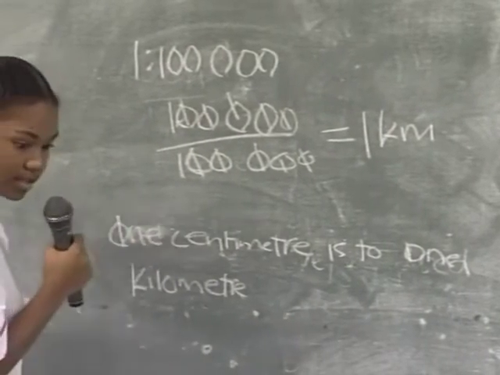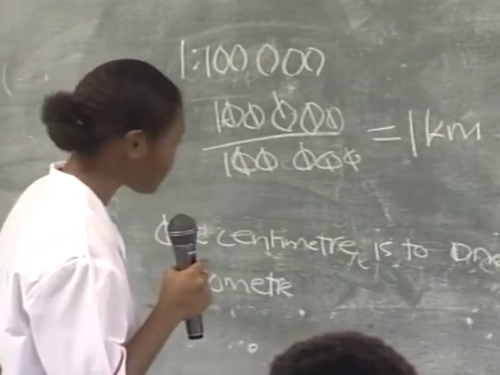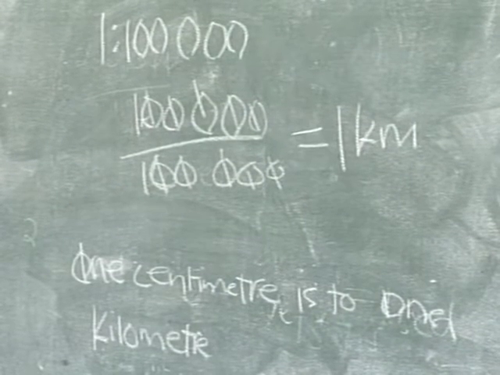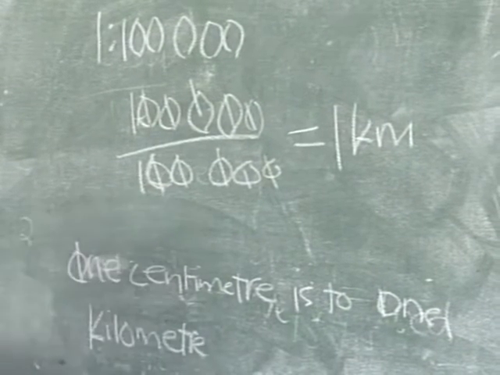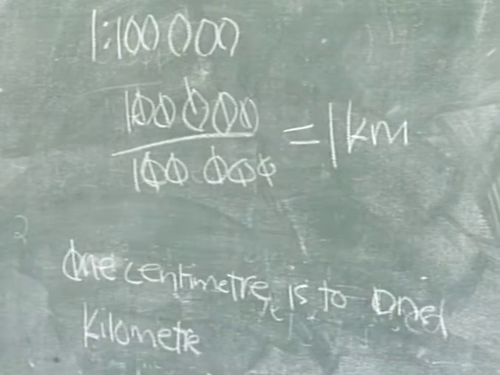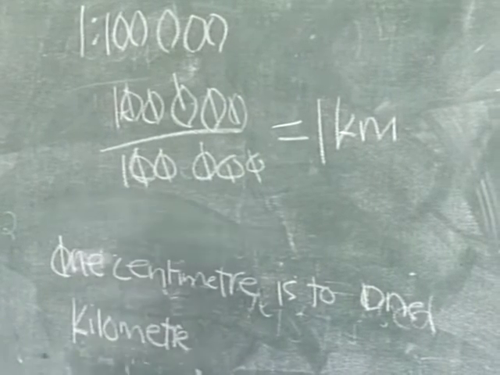How I got my answer was 100,000. I divided that by 100,000 because there's 100,000 centimeters in 1 kilometer. So I just divided that by 100,000 and I got 1 kilometer. So 1 centimeter is to 1 kilometer.